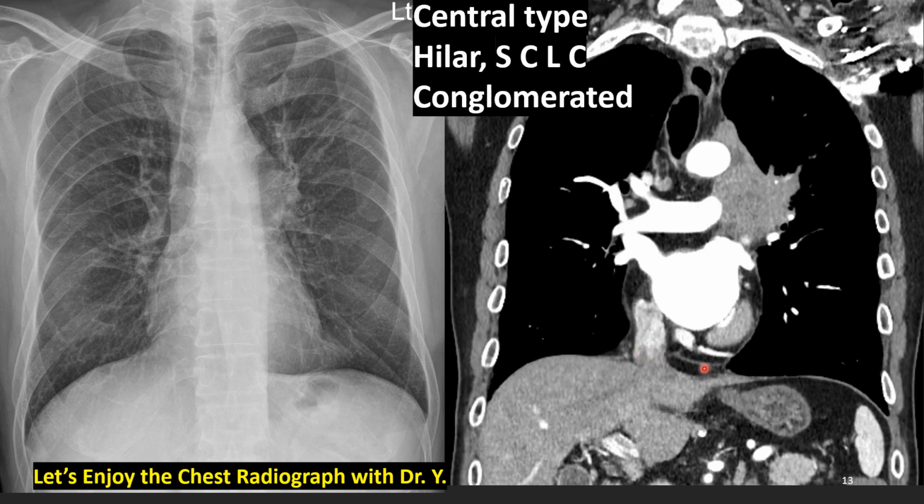This is coronal contrast enhanced CT. Central type, hilum, small cell lung cancer, conglomerated. Yes, this is a left hilar mass invading pulmonary vessels, conglomerated with left side mediastinal lymph nodes. So altogether, this is small cell lung cancer conglomerated with lymph nodes in the central portion. So central type pattern. And this is lymphangitic obstruction here.